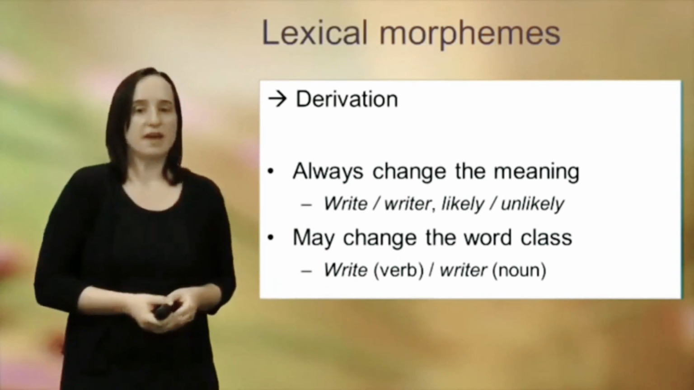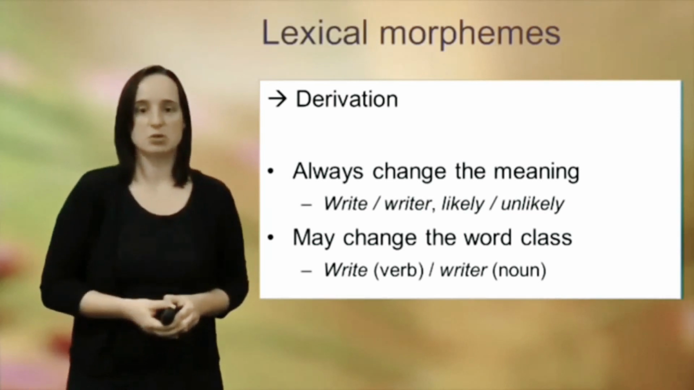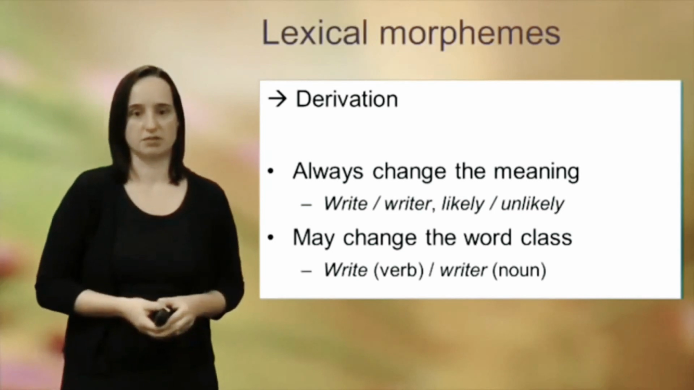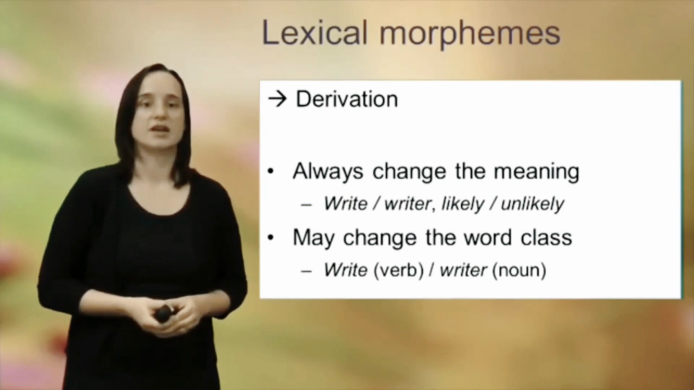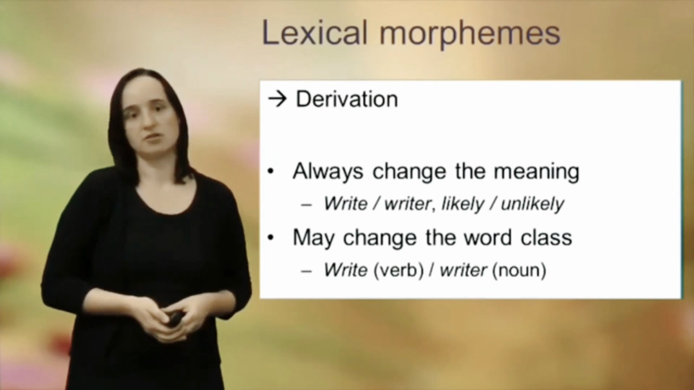Now, derivation can also change the word class, but doesn't always have to do so. So likely, unlikely remain adjectives, even though there is derivation, whereas write, writer, we see a change in the word class from the verb to write to the noun writer.